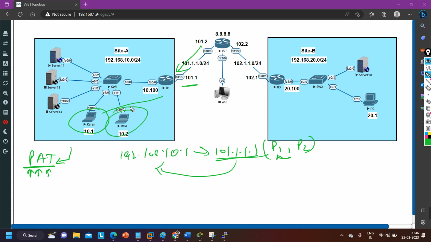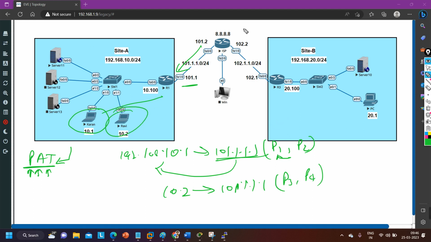At the same time, if Ravi also generates a request, it will translate Ravi's private IP address into a public IP address, the same public IP address 101.1.1.1, but the port numbers are, suppose, 3 and 4. Yes or no? So now the router is translating private into public on the basis of port number.